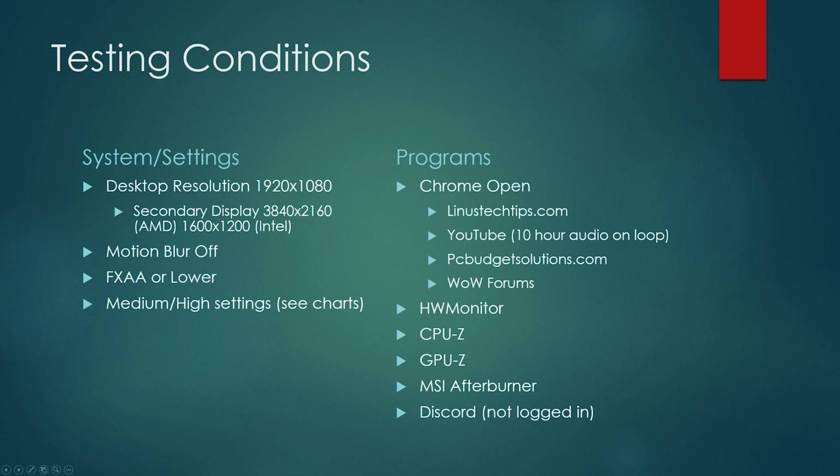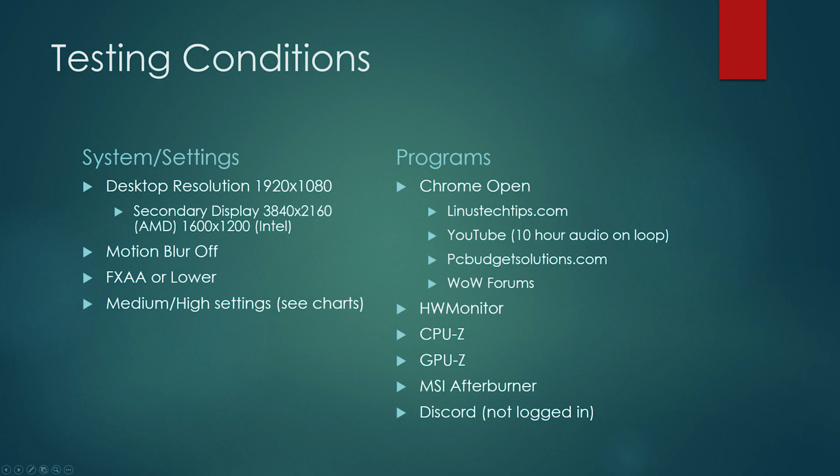I keep motion blur off. FXAA, I keep at that or lower. I don't like high anti-aliasing because it can give you some inconsistent results. And everything in this particular setup was medium or high. Definitely check out the charts to see which game had which settings, and this will change depending on the configuration.